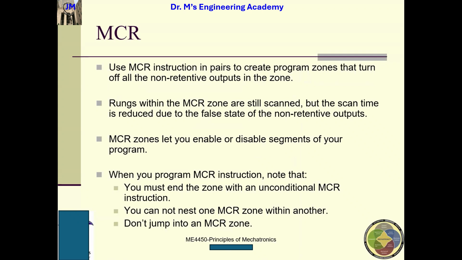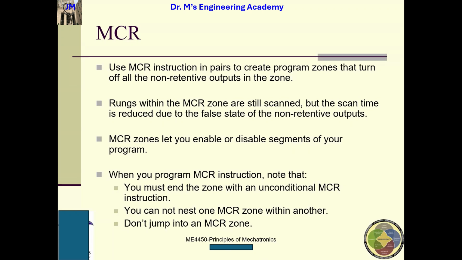MCR instructions are used in pairs to create program zones. They call the zone, or this is the segment, that turns off all the non-retentive outputs in the zone. You just make this guy's input false, then you can reset all the non-retentive outputs located in between. Runs within MCR zones are still scanned, but the scan time is reduced due to the false state of the non-retentive outputs. Still scanned, but will not do anything. MCR zones let you enable or disable segments of your program. So this guy gives you flexibility.